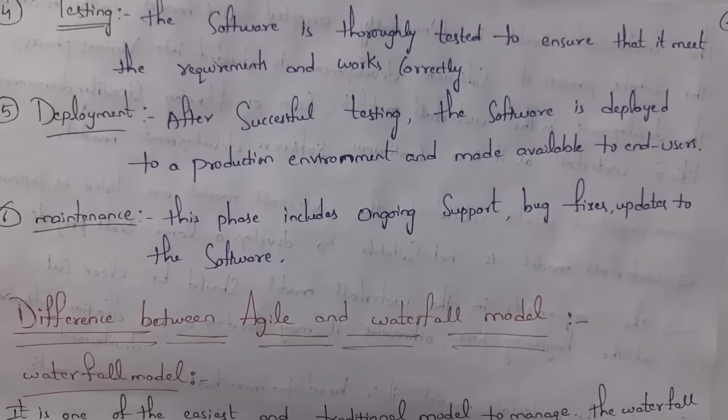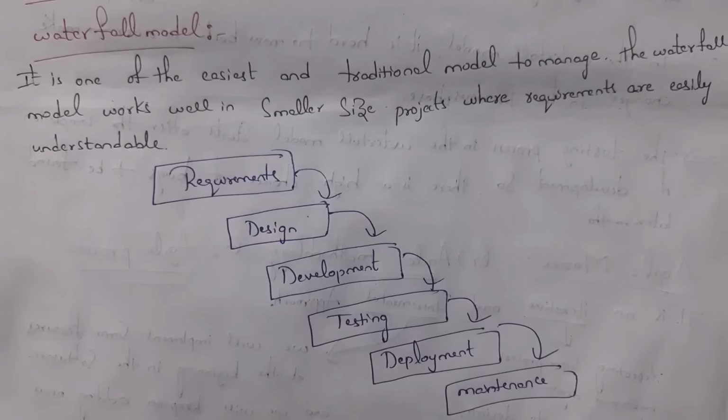Next I will explain what the waterfall model is. This waterfall model is one of the easiest and traditional models. And this waterfall model is suitable only for small size projects. It is not suitable for large size projects. And these are the various stages in the waterfall model. The same stages I already explained before in the software development lifecycle.